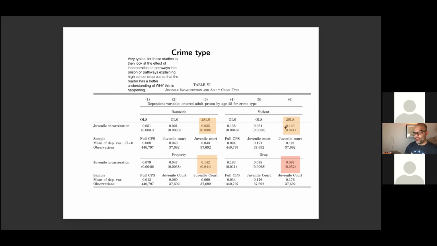But these right here, they can rule out zero effects. So why did they go to prison as an adult? They committed a violent crime. They committed a property crime. Thankfully, they're not killing anybody, but they are committing violent and property crimes, other types of violent and property crimes.